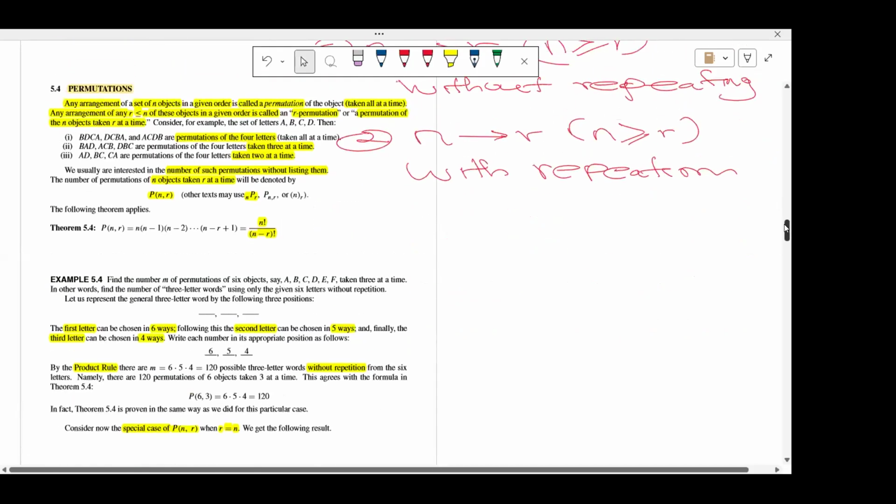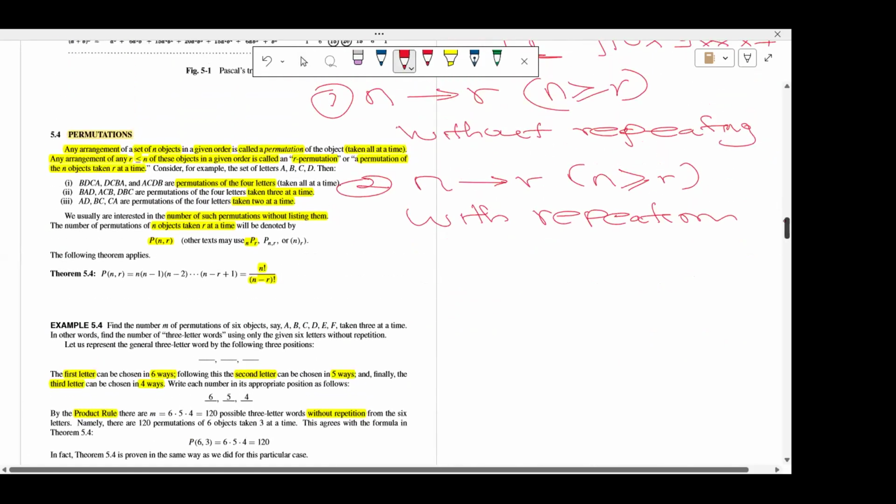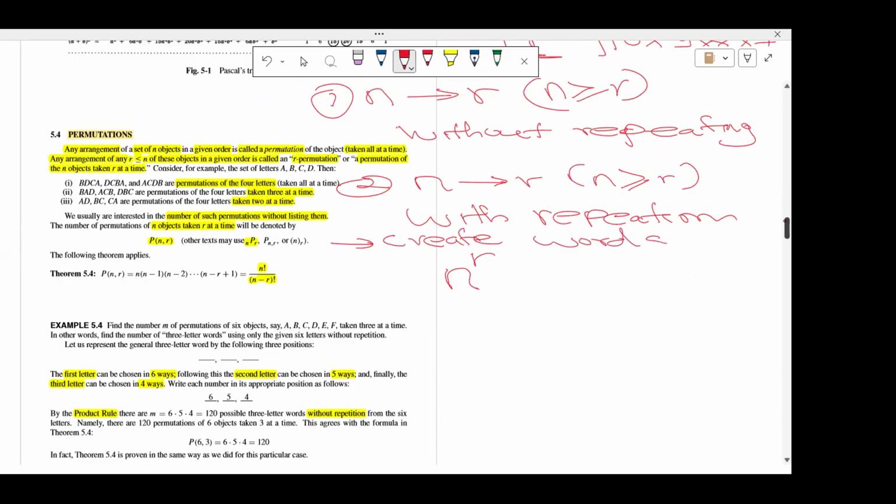This is one type of question. The second type of question is with repetitions. What is the equation for with repetition? n to the power r. By utilizing the n to the power r equation, we can find out with repetition. With repetition we can use it for different scenarios, such as creating words using the same letter again and again, or creating passwords. n to the power r is the equation.